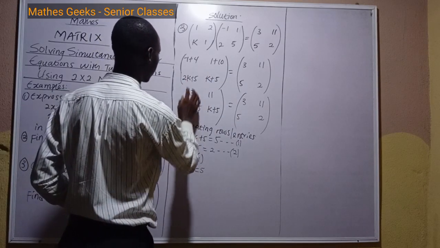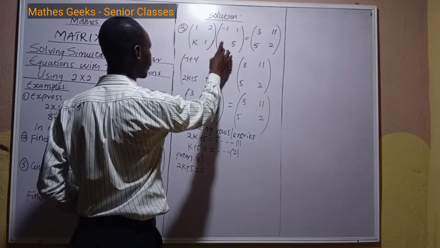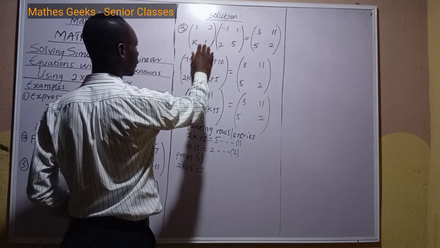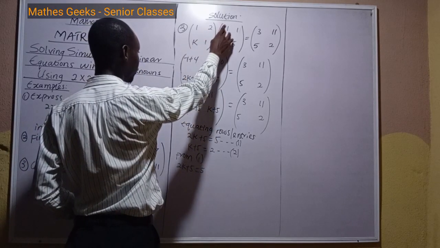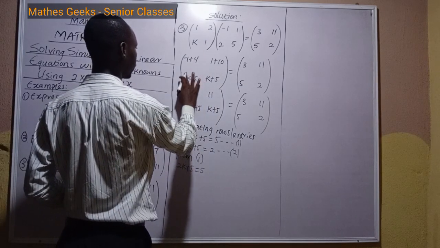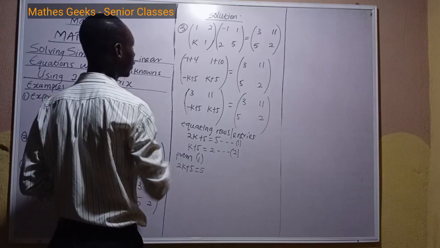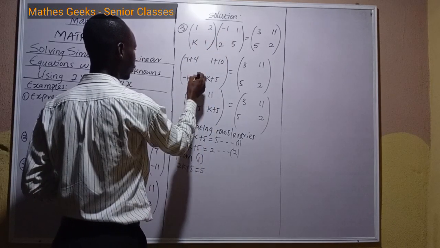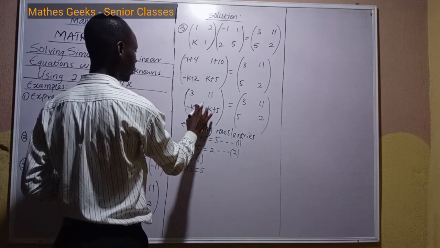And there's something missing here. K times 2 is 2k. So 1 times k times minus 1 is minus k. K times minus 1 is minus k. 1 times 2 is 2. This is supposed to be 2.